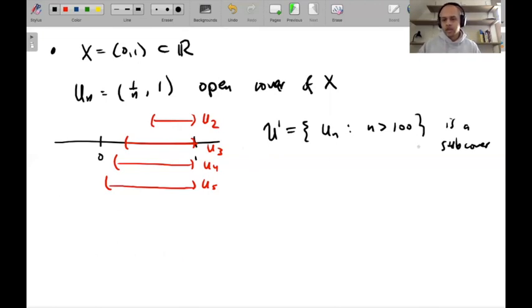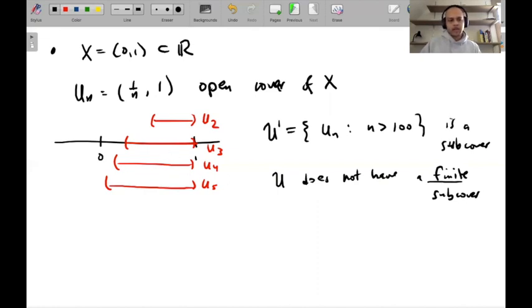Okay, so there are subcovers in this example, but U does not have a finite subcover. Because if I have only finitely many of these, there's some biggest n, and these sets are nested. So if you only have finitely many, no single one of these covers X. You need infinitely many to cover.